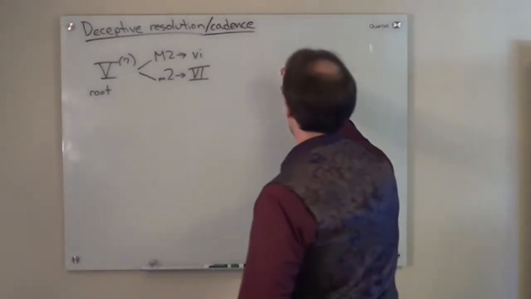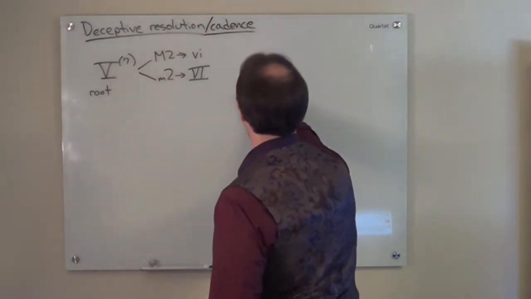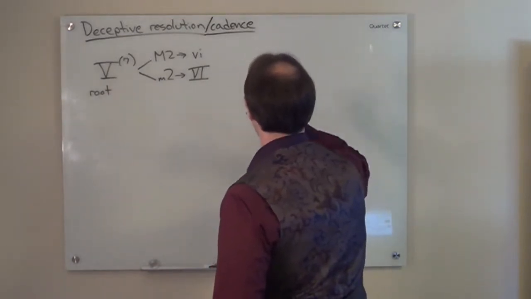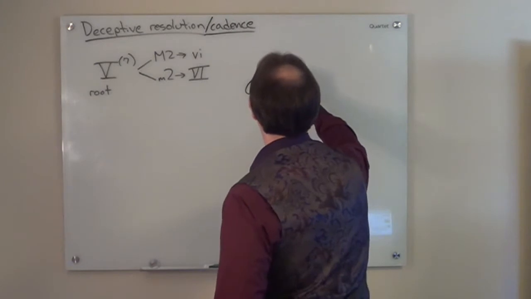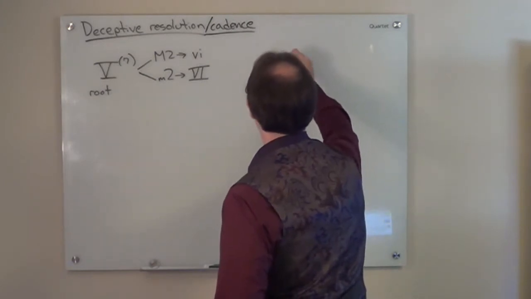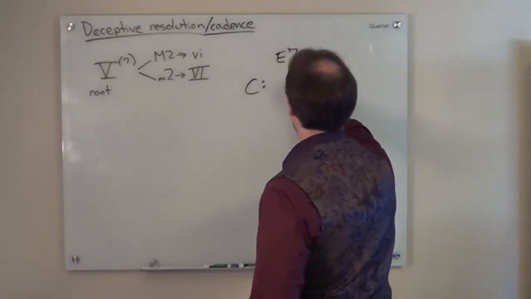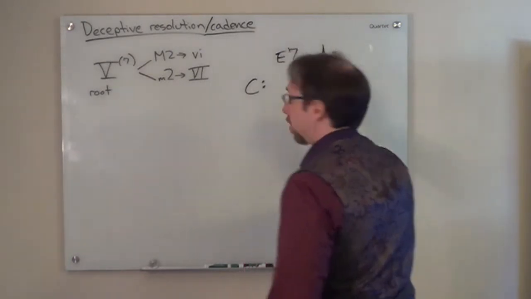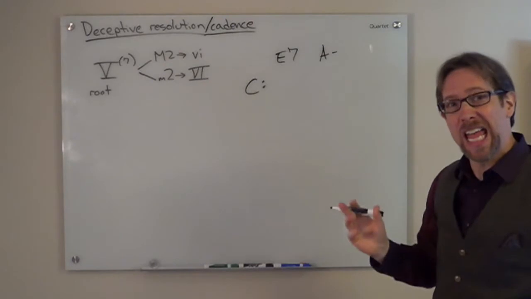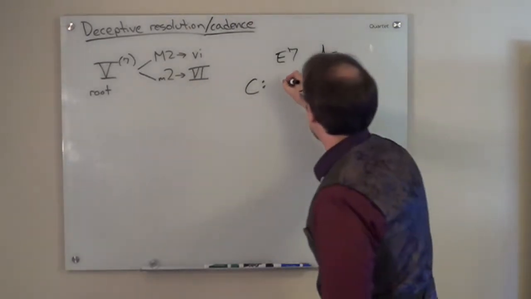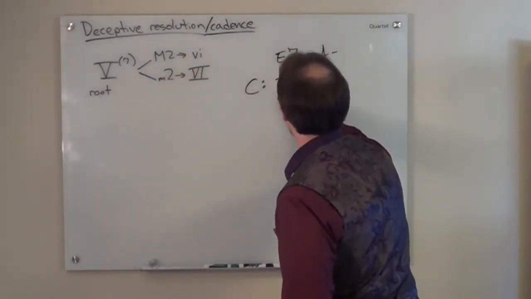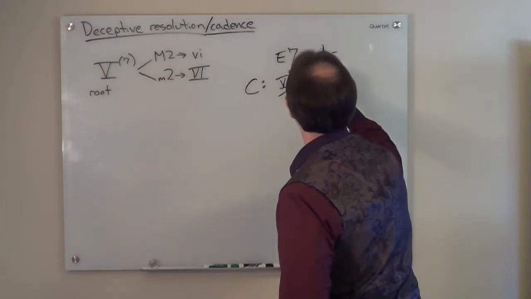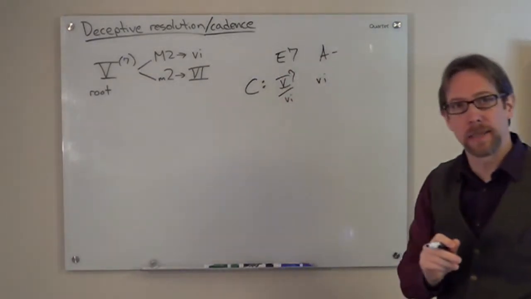So let's just hypothetically say we're in the key of C major. We have an E7 chord followed by an A minor chord. If we were going to analyze this, we would call this 5/7 of 6 going to 6.